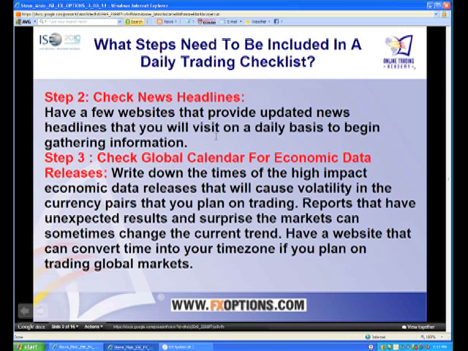Also, step 3, have a global calendar for global economic data releases. We're trading currencies, we're trading economies of all the different countries in the world, and you want to know when the high-impact economic data releases that cause volatility in the currency pairs you plan on trading are going to be released. And of course, reports that have unexpected results and surprise the markets can sometimes change the current trend. Sometimes it can continue the current trend. So if you're not aware of when that data is going to be released, you're possibly going to be in a situation where you get blindsided.